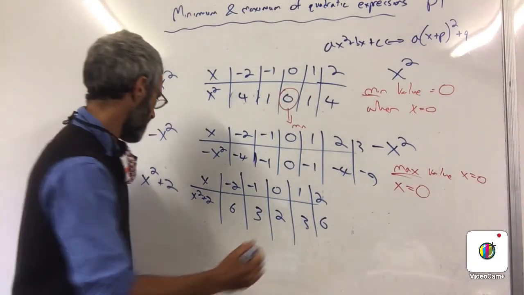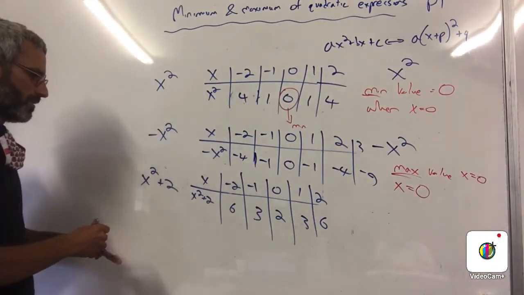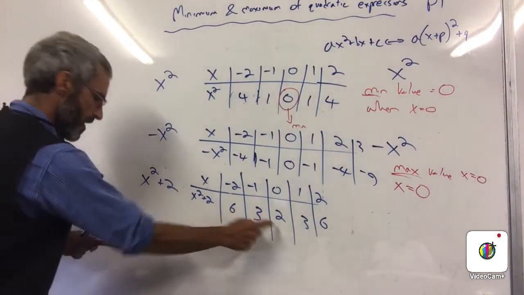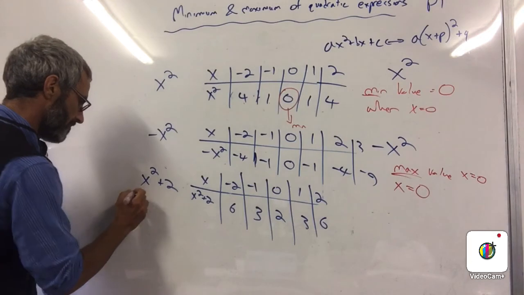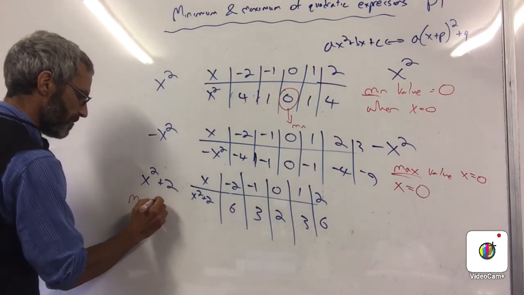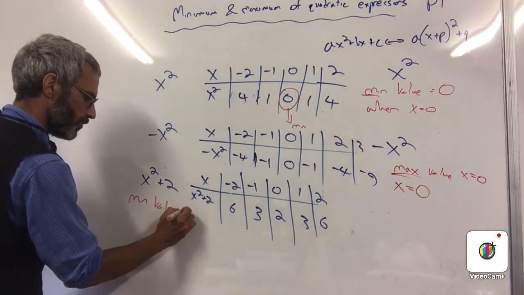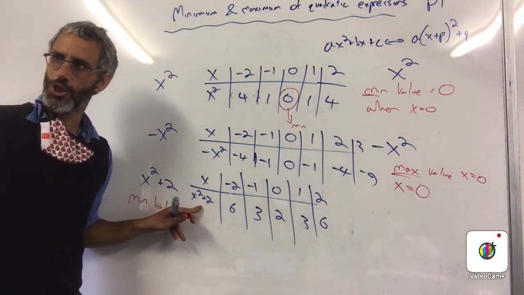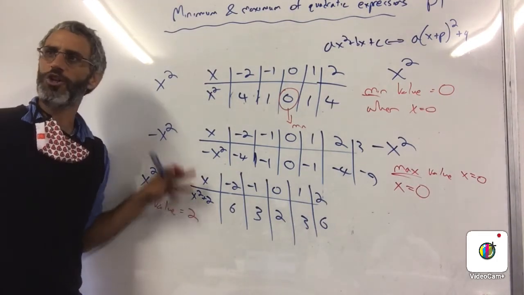So what do I have here? I'll write it down here. Is it a maximum or a minimum? Minimum. It's going to be a minimum. Okay. So what will be the minimum value? 2. It's 2. Okay. Really, when we learned about function, we called this a vertical shift.